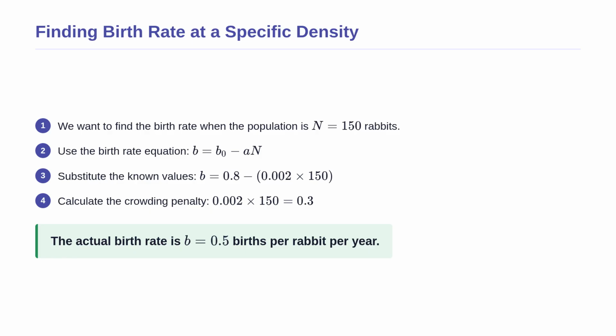Multiplying the penalty by the population gives a reduction of 0.3. Subtracting this from the ideal rate gives a final actual birth rate of 0.5. The mothers simply do not have enough food to produce as many offspring as they could in a perfect environment.